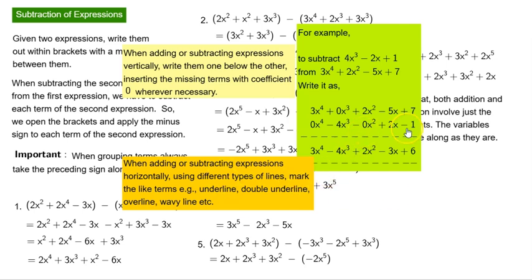That way, what happens is when you are adding or subtracting, it becomes easier to make out which terms have to be added or subtracted. Now, especially when you are subtracting more than two terms, then do it two at a time. Take two terms, subtract. Then, with the result, you subtract the third term. So that was subtraction of expressions.